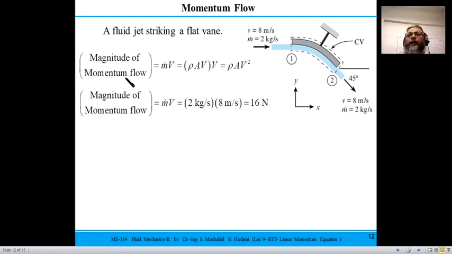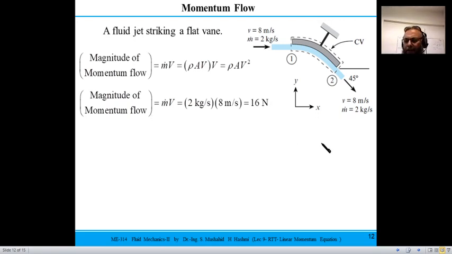Okay, now let's calculate the magnitude of the momentum flow for this example. My mass flow rate is 2 and my velocity is 8 meters per second. So the unit is kilogram meter per second squared: kilogram is mass, meter per second squared is acceleration, and mass times acceleration is force, that is in Newtons. So that would be the magnitude of the momentum flow.